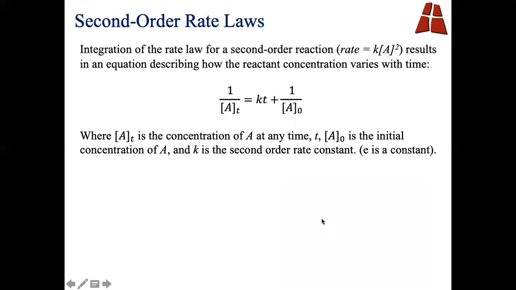We can go ahead and contrast that with what our equation would look like for a second order rate law. Again, if we were thinking about rate here, this would be where our rate is equal to k times [A] squared. If we performed an integration on this, we would end up with an equation where 1 over our concentration at any time, as shown here, is equal to kt plus 1 over our initial concentration of A.